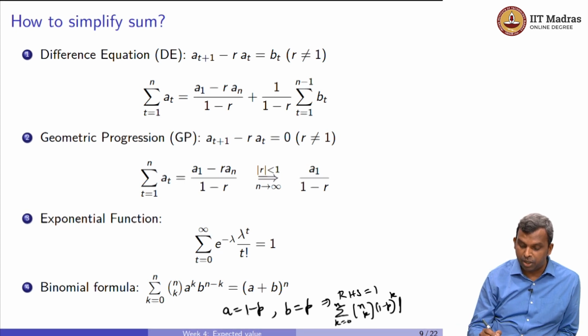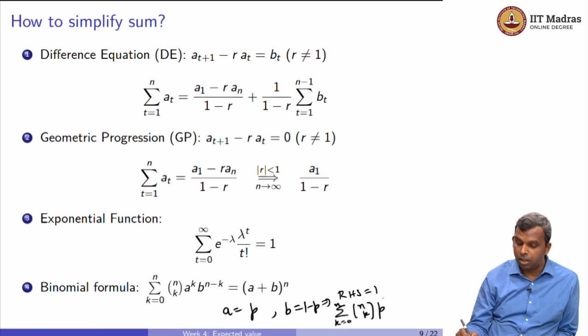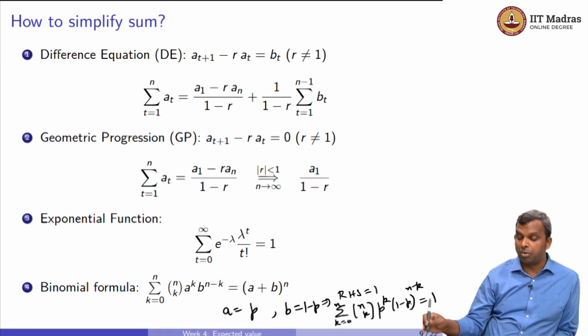Or maybe I should write it the other way around. Let me write it as a equals p and b equals 1 minus p. It's the same thing. Anyway, p plus 1 minus p is 1. So, p power k, (1 minus p) power n minus k, summed, equals 1. So, this is the binomial PMF adding up to 1, a very simple way of seeing it.